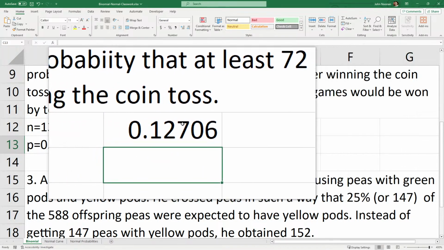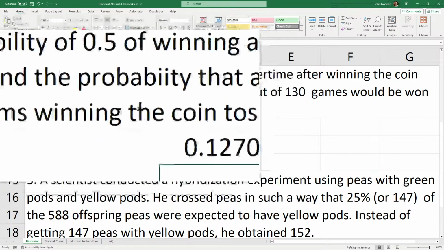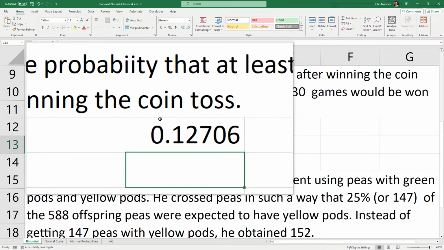I guess that's a roll of the dice, isn't it? 12%. But it's lower than you would expect. So 12% is a pretty small probability. You would expect there to be a 50-50 chance of winning.